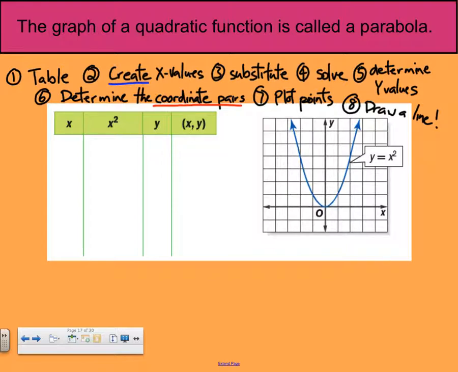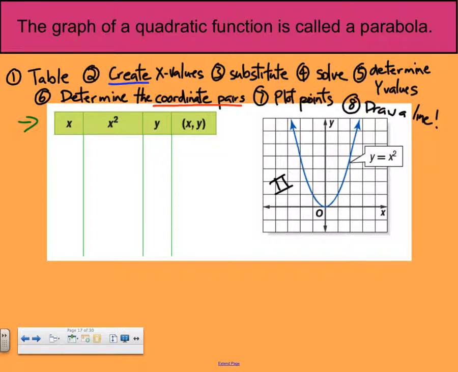So let's start off with making a table. So here we have our table kind of already established for us. So number 1, we're good. Number 2 said to create x values. Now, when working with quadratic functions, we need to consider using some x values. As you can kind of look ahead to what we're going to get, you can see that half of our parabola or U shape is over here in quadrant 2, which means the x values are going to be negative. So we need to choose some negative x values.